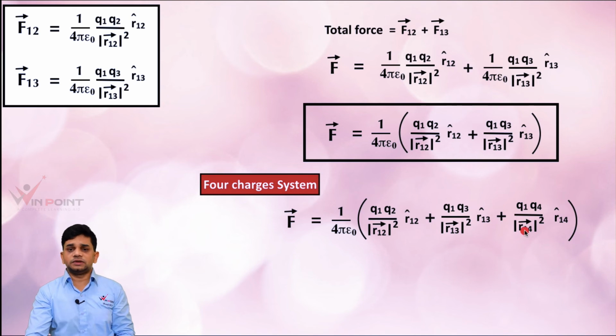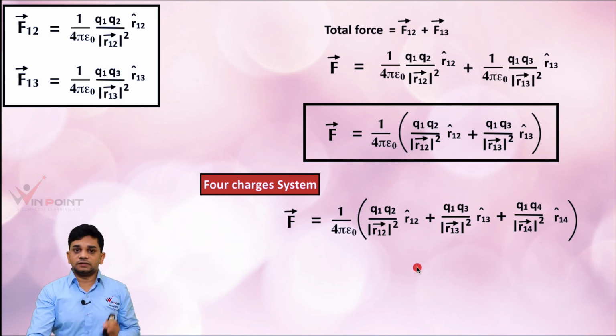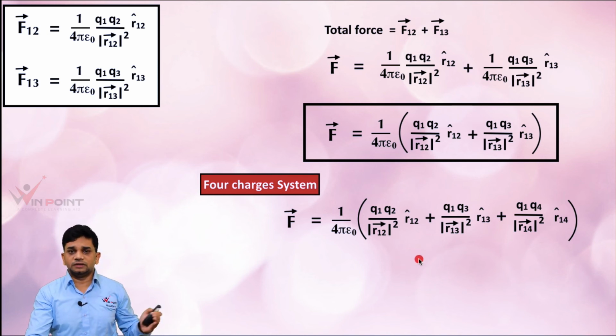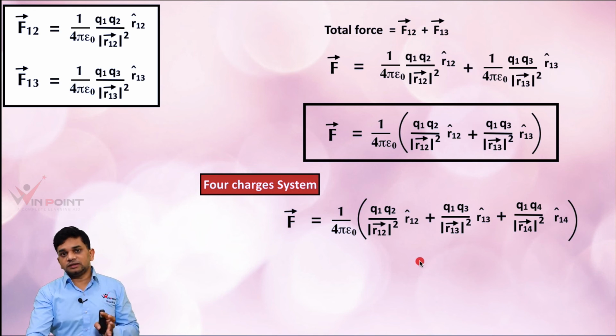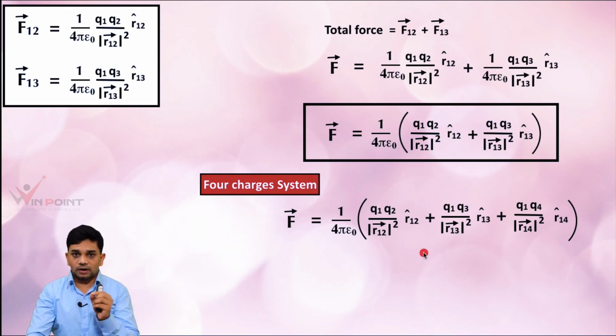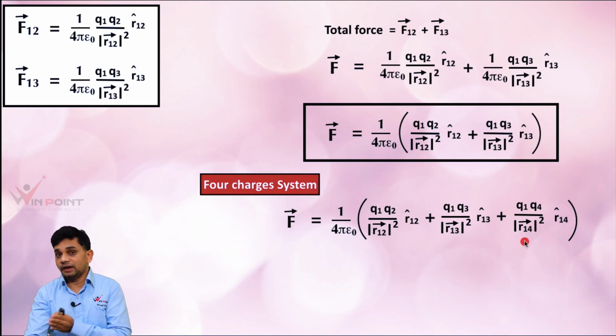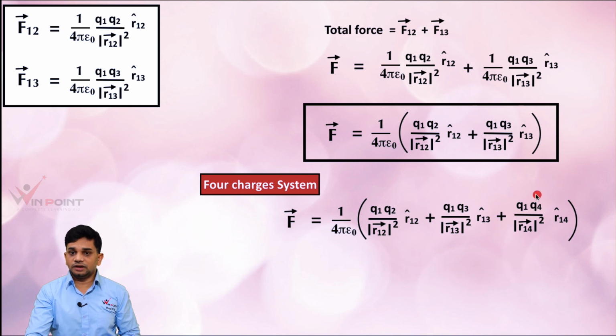If there is a fifth charge, it will be q1 q5. Okay, so if there are more charges, it is an n charge system. So these n charges are going to apply a force on q1, right? So what would be the equation for that? You need to continue up to n. Here the last term is q1 q4 because there are 4 charges. If there are n charges, the last term will be q1 qn.